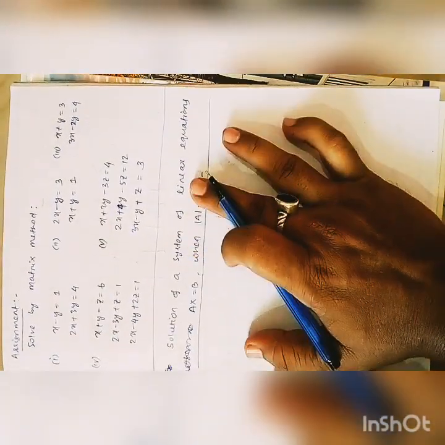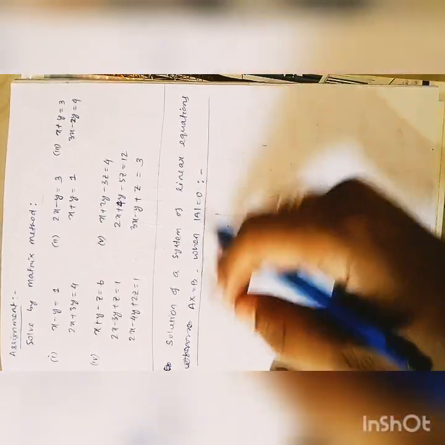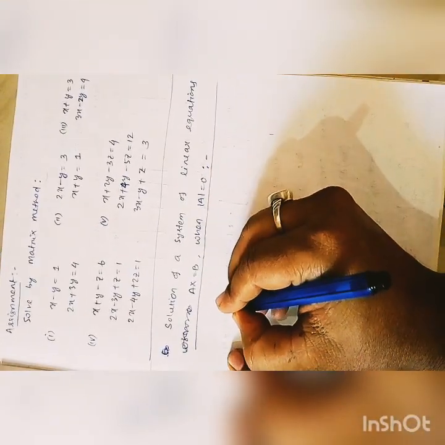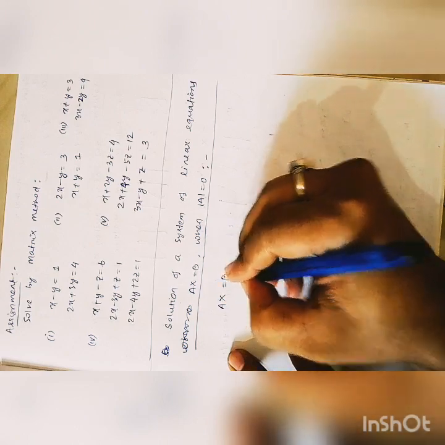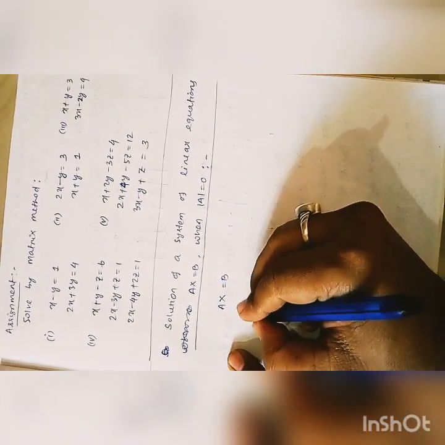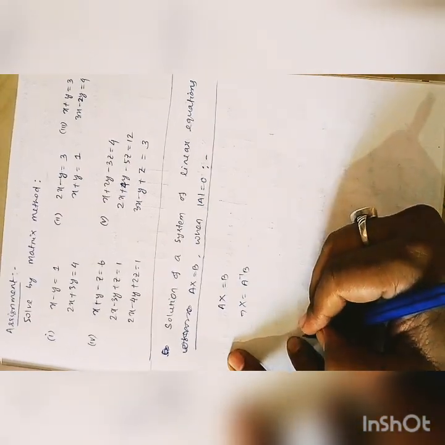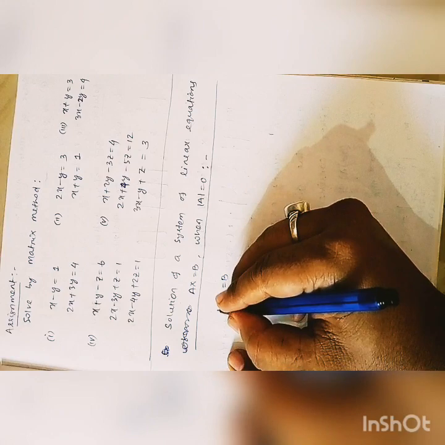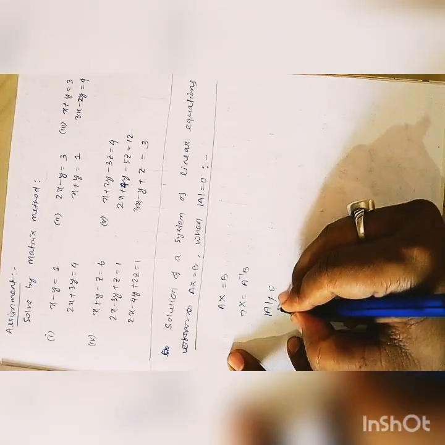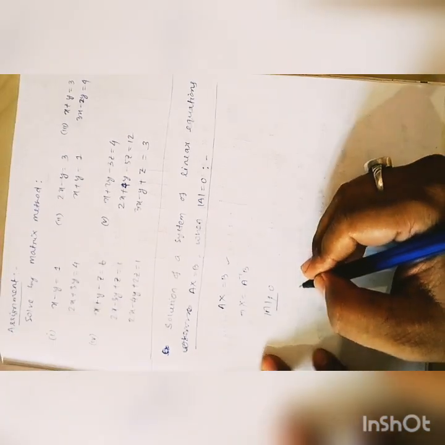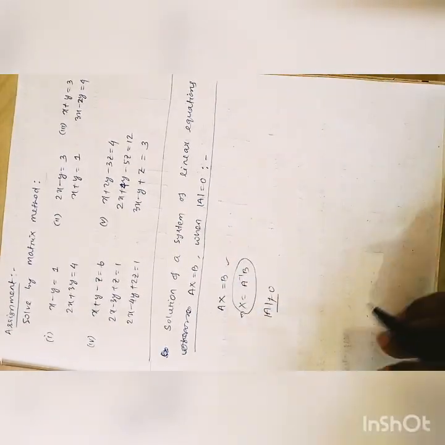Solution of a system of linear equations Ax equal to b when A is a singular matrix. In our previous lecture we learned that to solve a system of linear equations Ax equal to b implies x equal to A inverse b, where A is the coefficient matrix. If determinant of A is not equal to 0, then the system of equations has a unique solution, and the solution is obtained in this way, x equal to A inverse b.